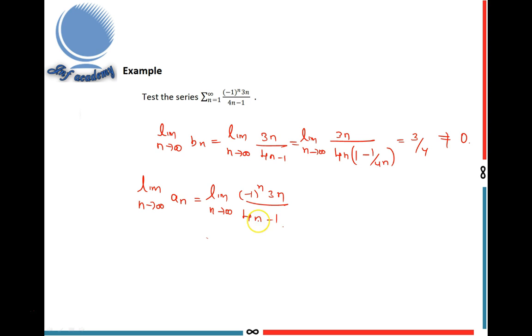This limit does not exist. That means it is infinity. This limit does not exist. So the series diverges. How can I say the series diverges? By using the test for divergence.